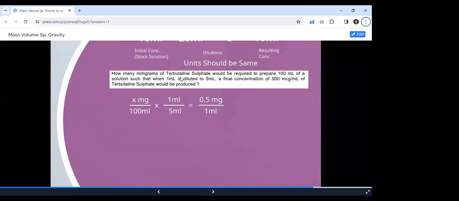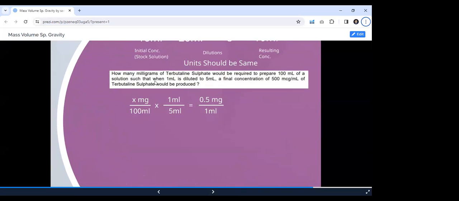So from the first line, we have to find how many milligrams of terbutaline sulfate would be required to prepare 100 ml of a solution. That means how many milligrams in 100 ml. So this is the first part, X mg in 100 ml.